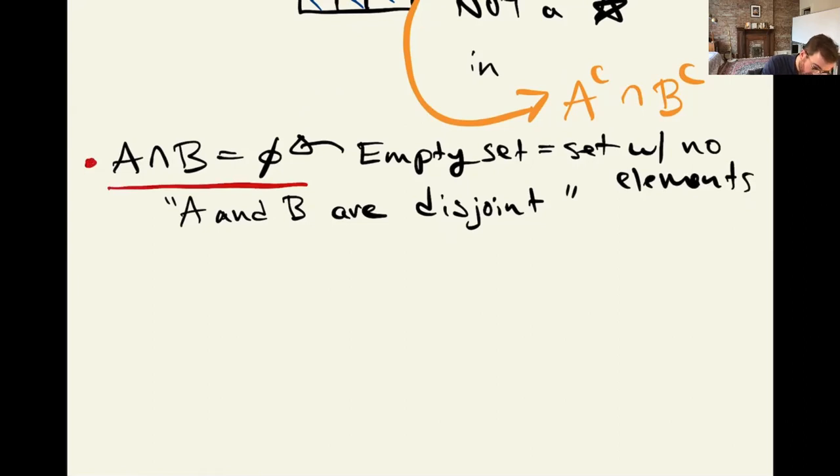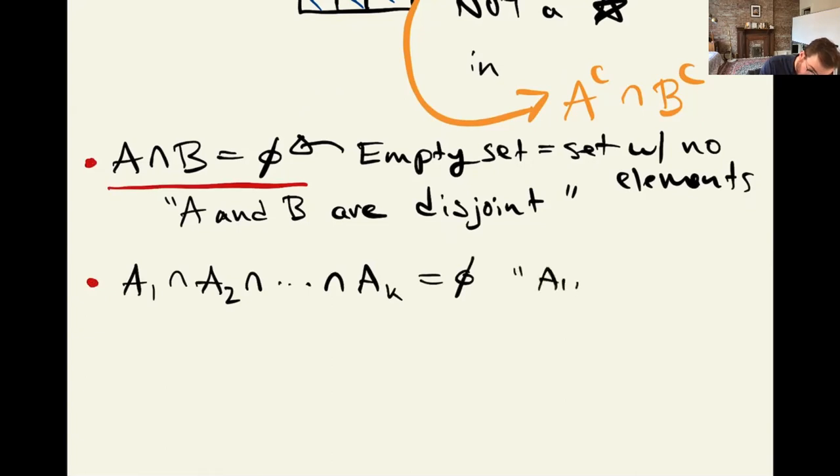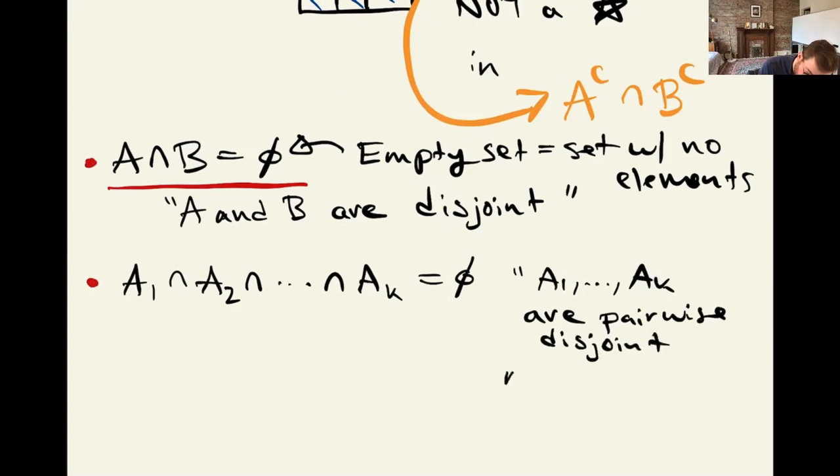And sometimes we need to consider this in more generality. So we can consider this situation, which is, suppose we have a bunch of sets. So A1 intersect A2, intersect all the way up through AK. Let's suppose this is equal to the empty set. And what we say is that sets A1 through AK are pairwise disjoint, or sometimes called mutually exclusive.